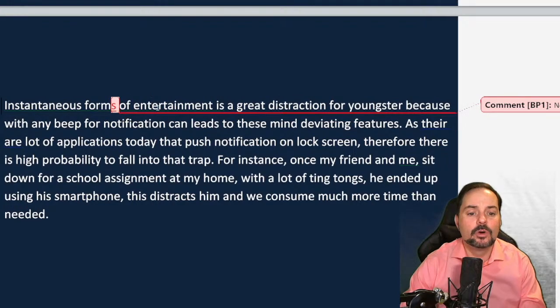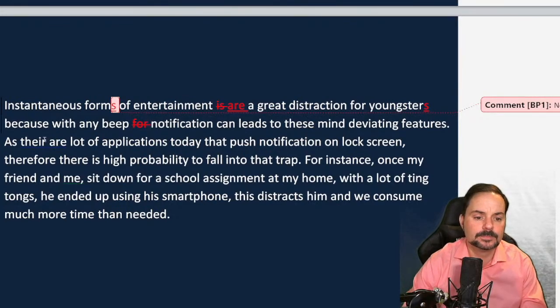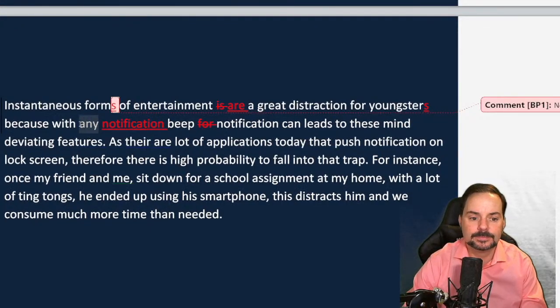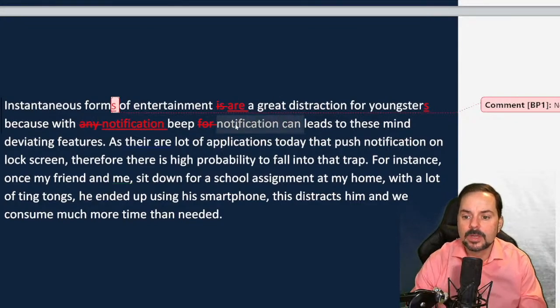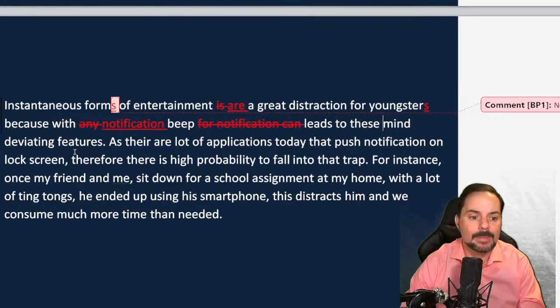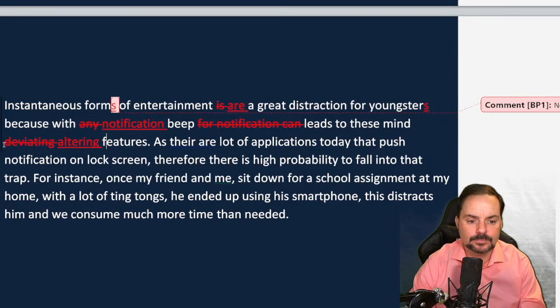Okay, so instantaneous forms of entertainment are a great distraction for youngsters because with any beep, any notification, beep, leads to these mind-devastating features, leads to these mind altering. Let me try to get a good one there.